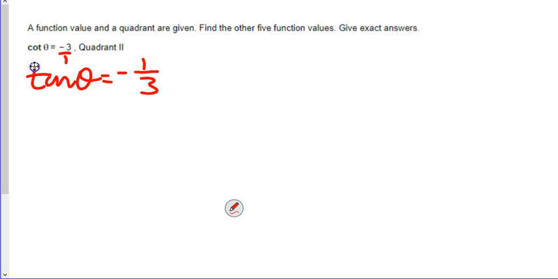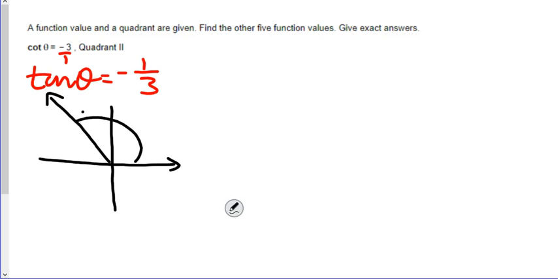Remember, -1/3 is the same thing as -1/3 or 1/-3. They're all the same thing. But if I draw my picture, that should help me figure that out. So I'm in quadrant 2. Tangent's -1/3. So here's my angle, theta. The tangent of that angle is -1/3.